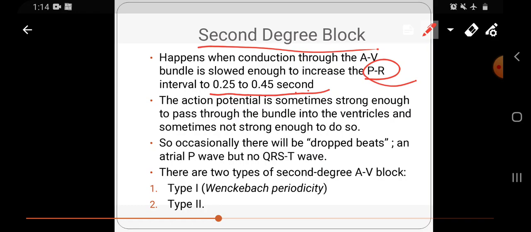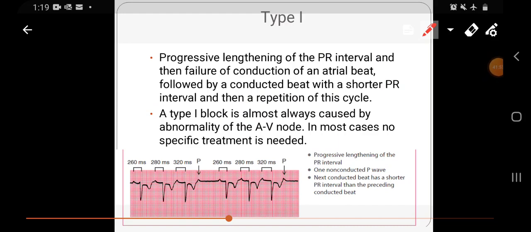So in this case, when it fails to pass into the ventricles, we call it a dropped beat. Dropped beat, okay? Because there is no ventricular contraction. If the depolarization wave didn't pass into the ventricles, then the ventricles won't be stimulated and they won't contract. Okay? Now we said there are two types, type 1 and type 2. Okay, now let's see the difference between type 1 and type 2.